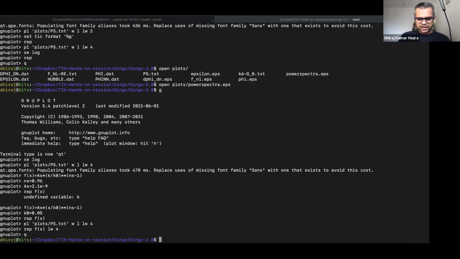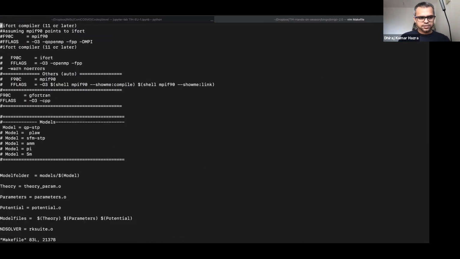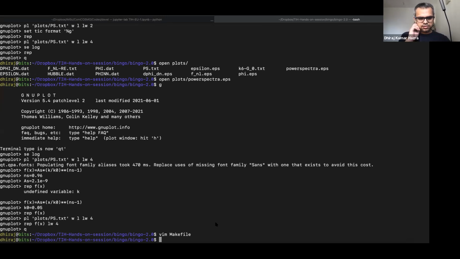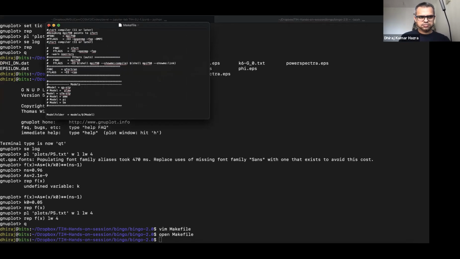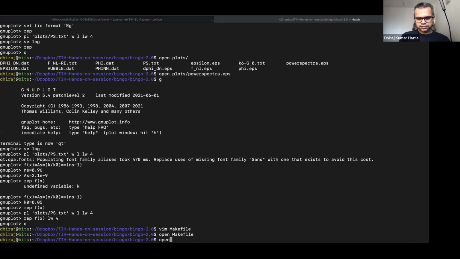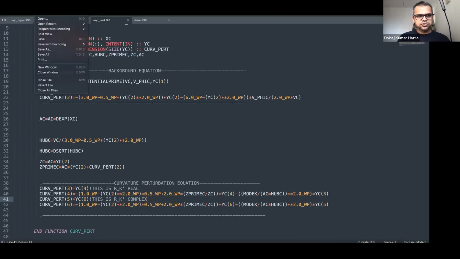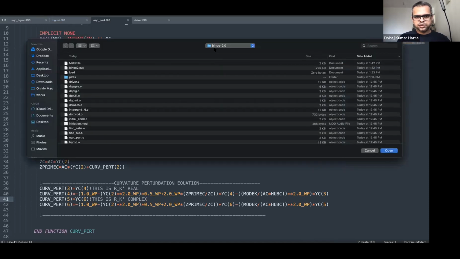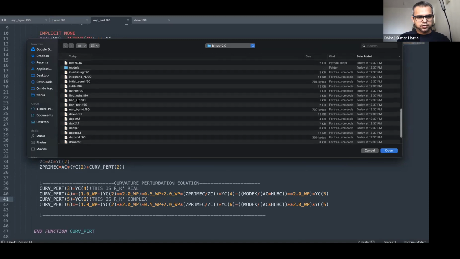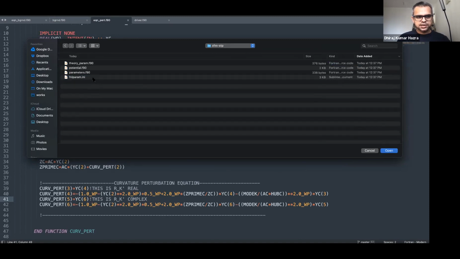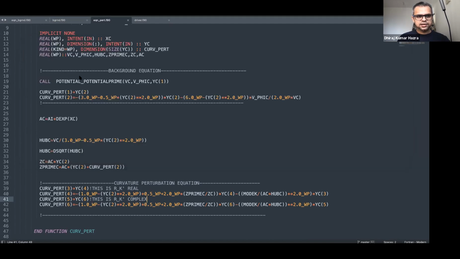Let's go to the makefile and just take another model. SFM STP, I make it commented. So what you need to do is go to another folder, open, and go to Bingo 2.0 plots, go to models SFM STP, and then you just go to FNL params.ini.